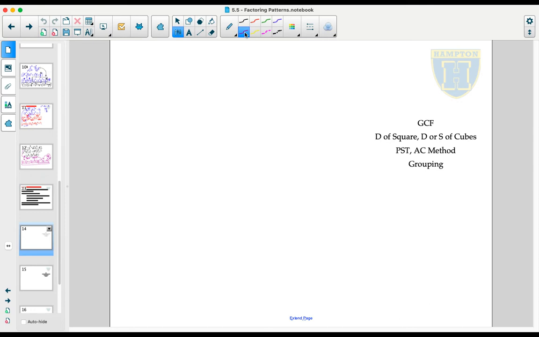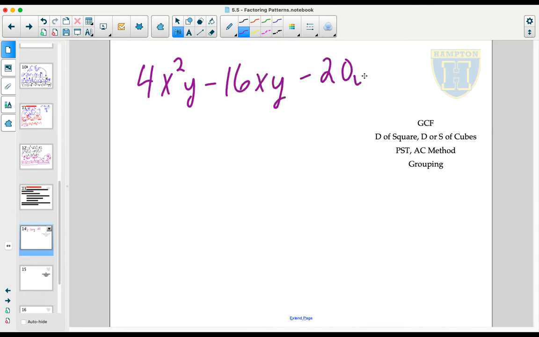And it's going to feel like we're going to have to keep checking these steps, but the unfortunate reality is that every time you factor, you might be creating another polynomial that on its own could be factored a further step. So we want to make sure we're always checking along the way. We're going to start with a relatively simple example of this and then build up to ones that are a little bit more challenging. So let's start with 4x squared y minus 16xy minus 20y.